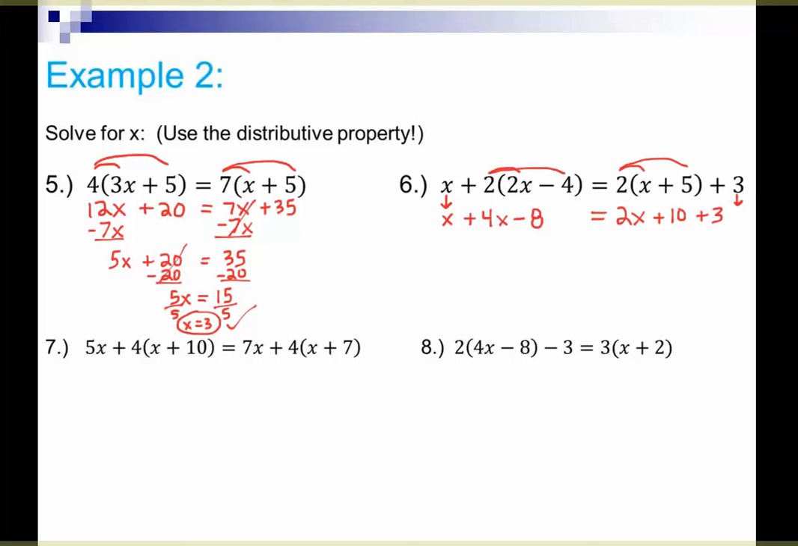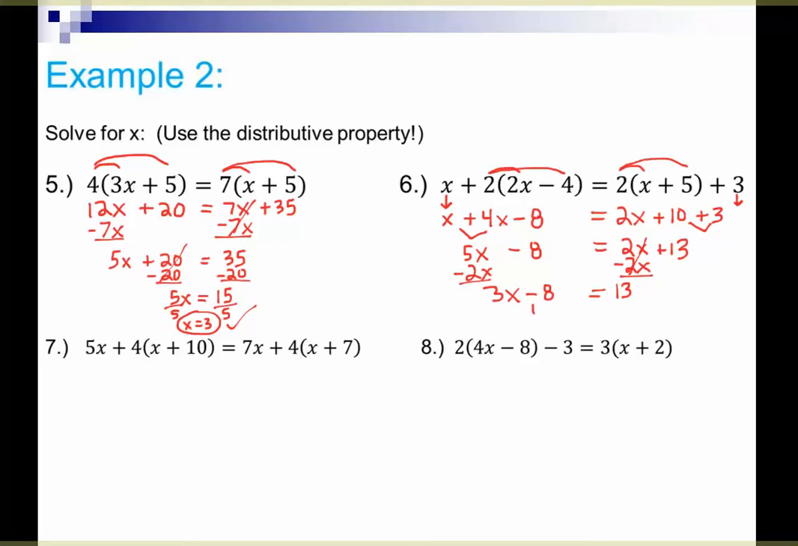All right, so we distributed first. Now, unlike number 5, we have some like terms to combine. So notice here, x and 4x can make 5x. We have 5x minus 8 on the left. And then over here, 10 and 3 can make 13. So 2x plus 13 on the right. And now we have our standard 4-term equation with variables on both sides. Is it going to make more sense to subtract the 5x or subtract the 2x? Stay in positive land and subtract the 2x. And when we do that, we end up getting 3x minus 8 equals 13.